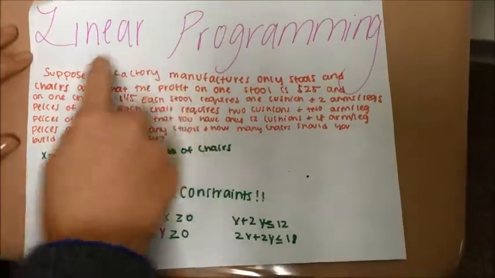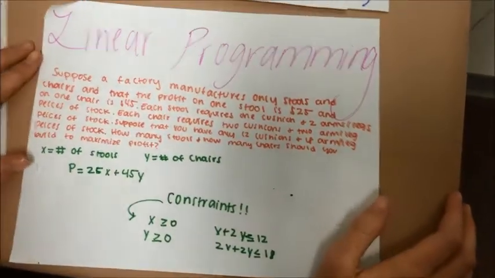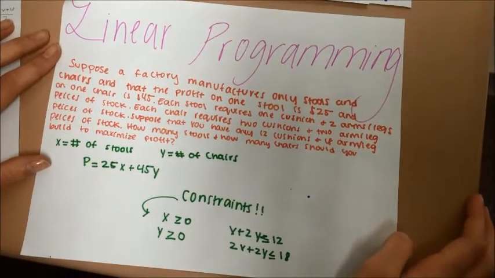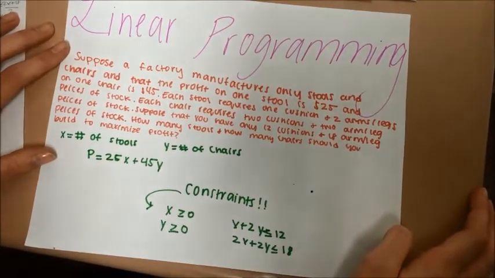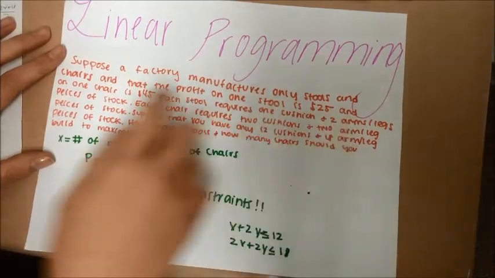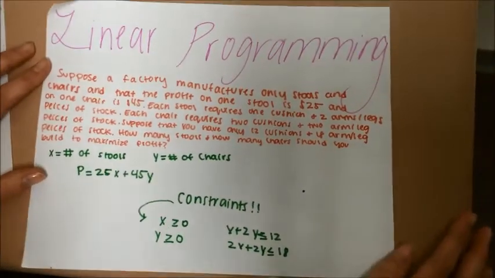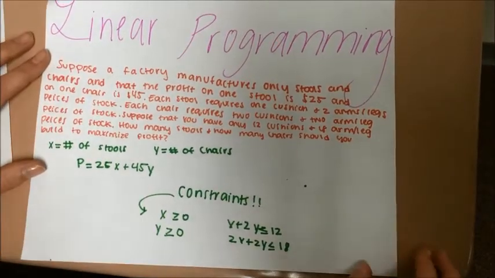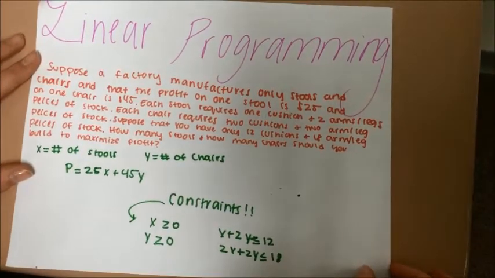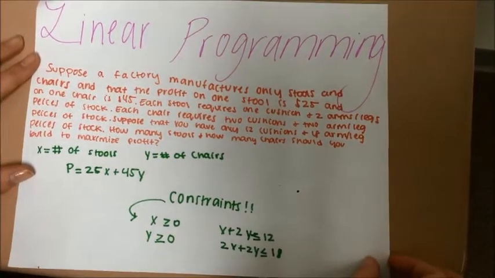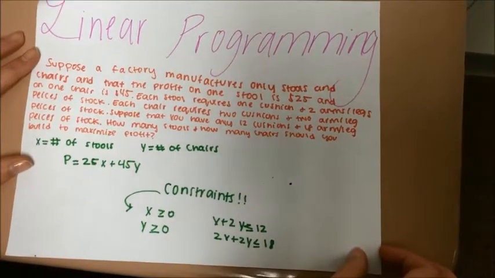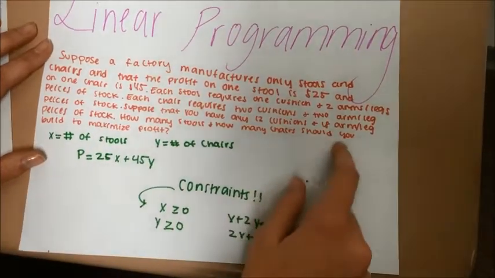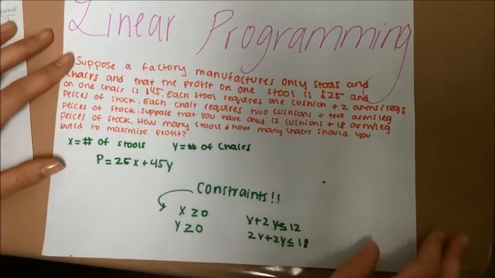Now we're going to learn about linear programming. Here's an example. Suppose a factory manufactures only stools and chairs, and that the profit of one stool is $25 and on one chair is $45. Each stool requires 1 cushion and 2 arms and legs pieces of stock. Each chair requires 2 cushions and 2 arms and legs pieces of stock. Suppose that you have only 12 cushions and 18 arms and legs pieces of stock. How many stools and how many chairs would you build to maximize profit?